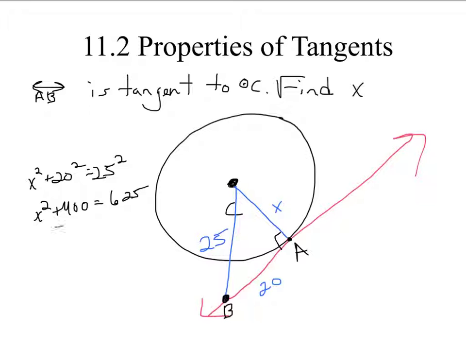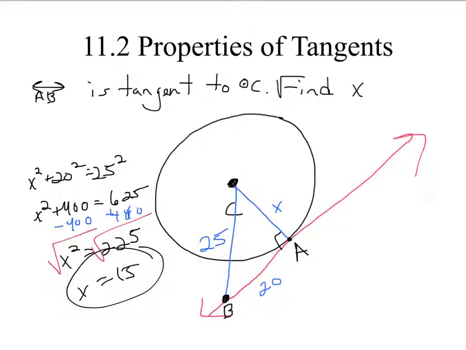I am going to subtract 400 from both sides, minus 400, not 140, 400, and I get x squared is equal to 225. Now, I have x squared. How do I undo a squaring symbol? Well, we need to take the square root. Your answer is 15. X is 15. All right, so we use the Pythagorean theorem because we had this 90-degree angle, or right triangle, and we want to figure out what x is. All right, so that's what you do.